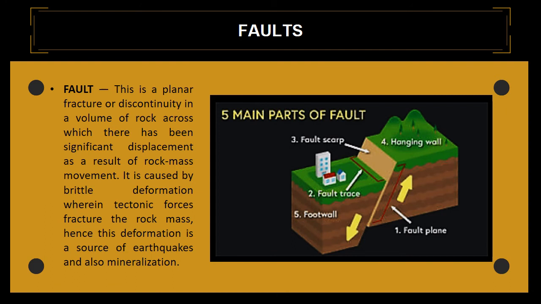So, yung fault, actually hindi na siya unfamiliar sa atin. So, fault is a planar fracture. Ibig sabihin, fracture sa planes. Planes is also equals to plates. Okay? So, ito yung parang sugat-sugat ng plates na caused by rock mass movement. So, ibig sabihin, malakihang movement ng malaking bato.